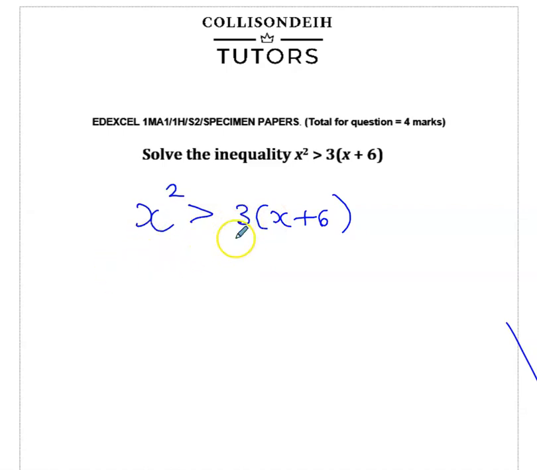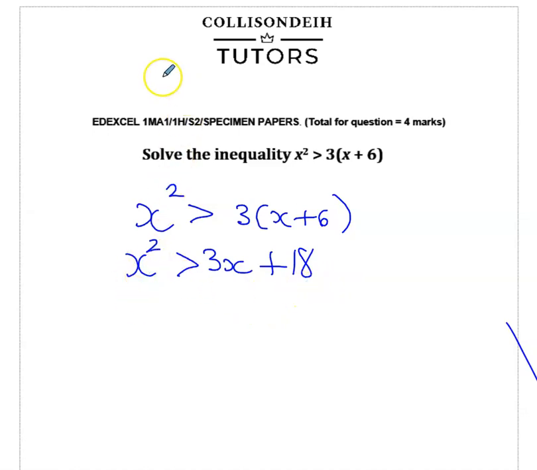The first step you would want to take is to expand the bracket so you can see the exact nature of the quadratic. So what we have here is x squared is bigger than, expand, 3 times x, 3x, 3 times 6, 18.